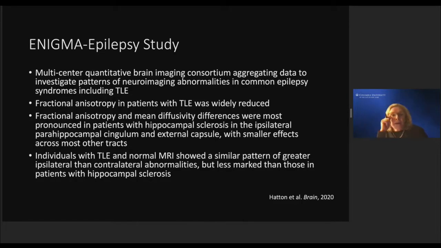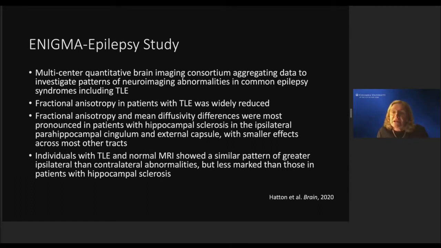This is data published from the ENIGMA Epilepsy Study looking at diffusion tensor imaging. It was published in Brain in 2020. This was a multi-center quantitative brain imaging consortium aggregating data to investigate patterns of neuroimaging abnormalities in common syndromes, including temporal lobe epilepsy. In the individuals with temporal lobe epilepsy, fractional anisotropy was widely reduced. Fractional anisotropy and mean diffusivity differences were most pronounced in individuals with hippocampal sclerosis in the ipsilateral parahippocampal cingulum and external capsule, with smaller effects across most other tracts.